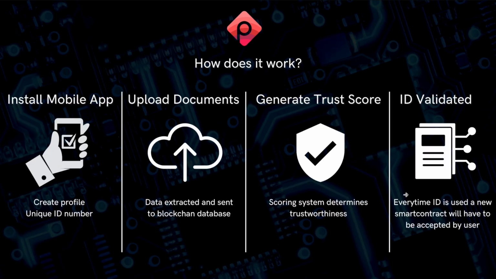Very simply, all the user would have to do is download a mobile app, create a profile, and they will receive a unique ID number. They then have to upload their documents, and data will be extracted from those documents and sent to the blockchain database. Once they've done that, they'll need to generate a trust score, which will be a smart contract automated system, and a scoring system will determine the person's trustworthiness. Once that's happened, they'll then have an ID which is validated, and every time the ID is used, a new smart contract will have to be accepted by the user.